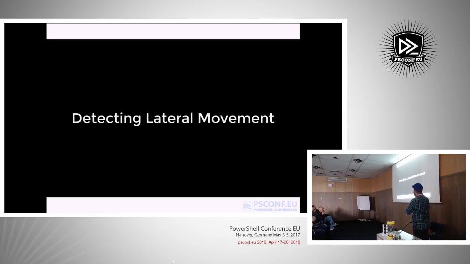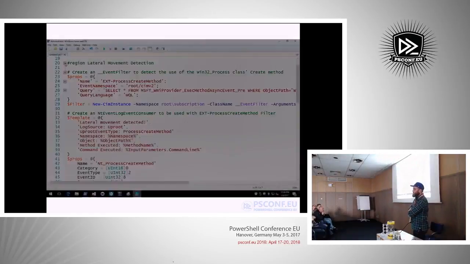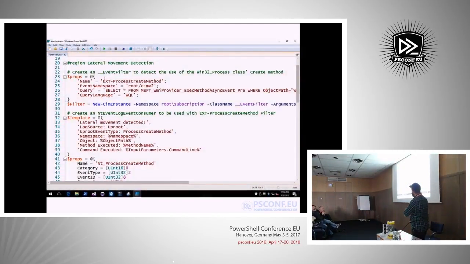All right, so first we're going to look at detecting lateral movement. One of the most popular ways that attackers use lateral movement is through the Win32 process WMI class and its create method. So you create a process on a remote system.